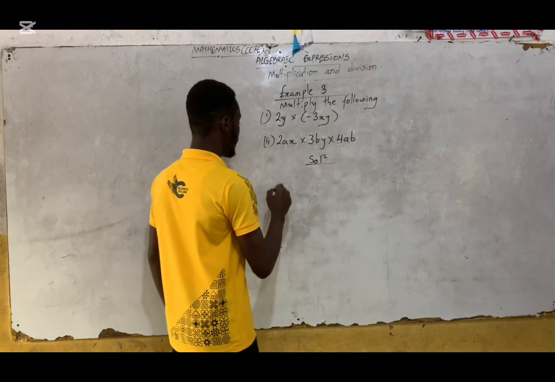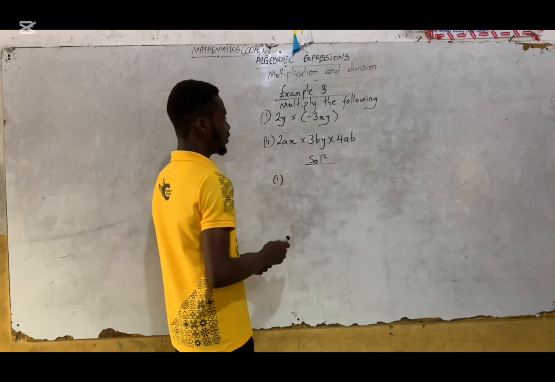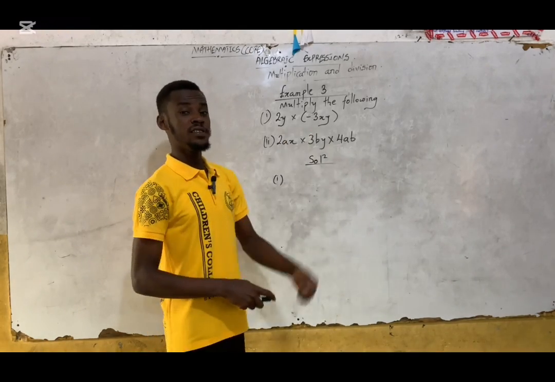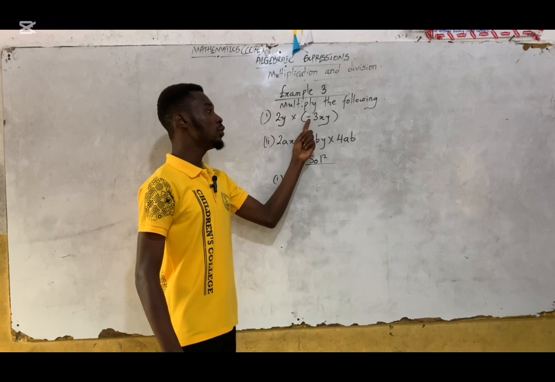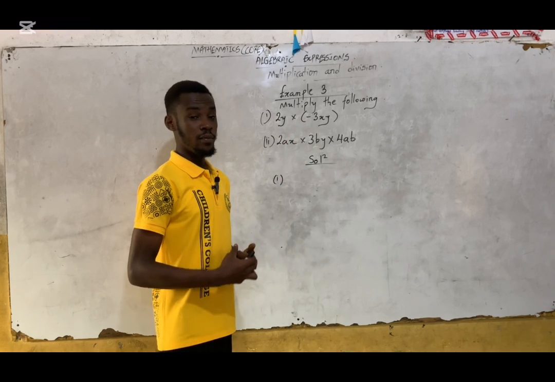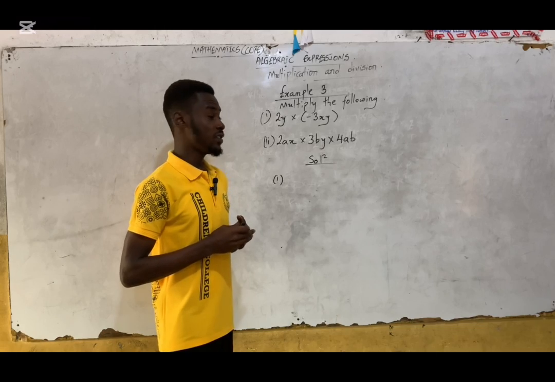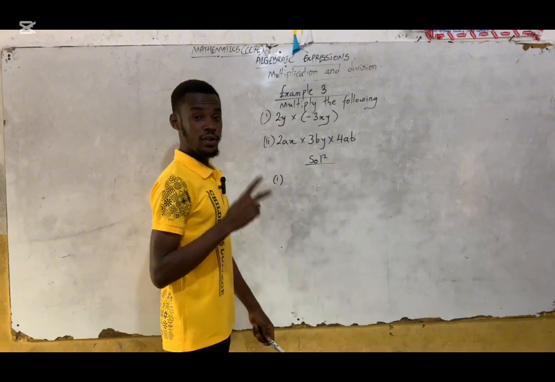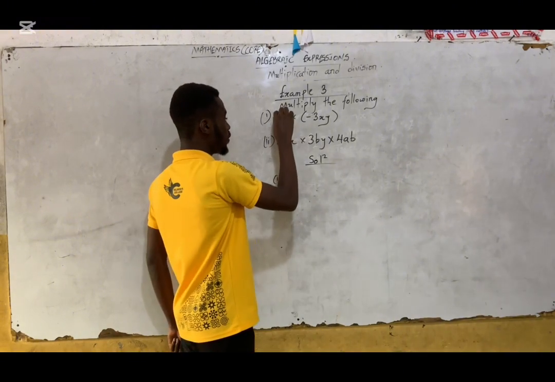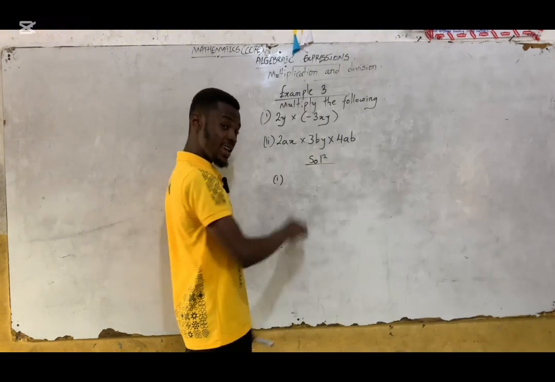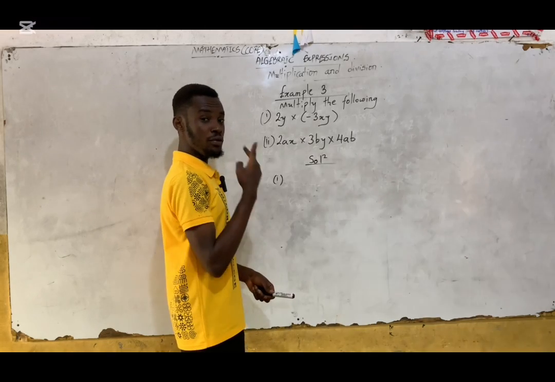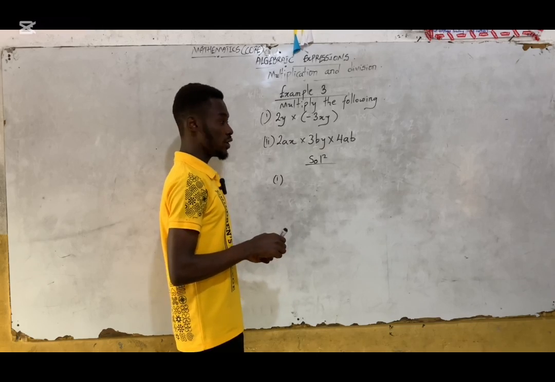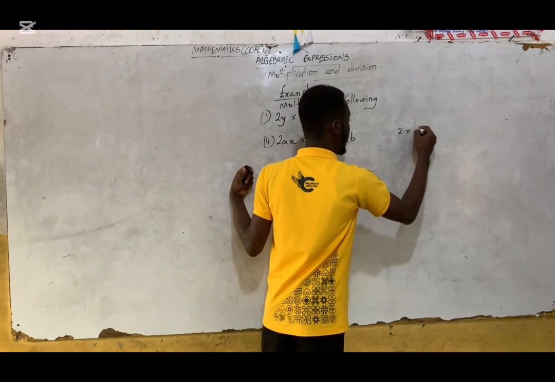Solution, part i. Remember, this is a negative number. That is why it was placed in a bracket. You can't put two operation signs together. There must be the introduction of a bracket. Are you okay? Now we are multiplying this and this. Remember, we said we deal with numbers first, right? So we multiply 2 by negative 3. Remember, when you multiply a positive number with a negative number, your answer should be negative. Are we okay?